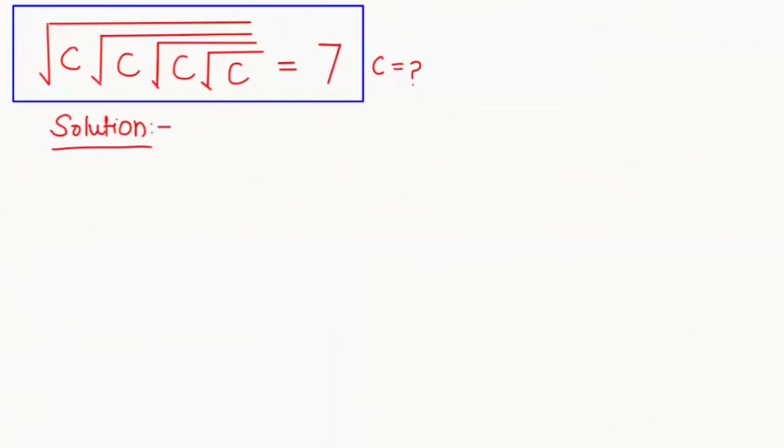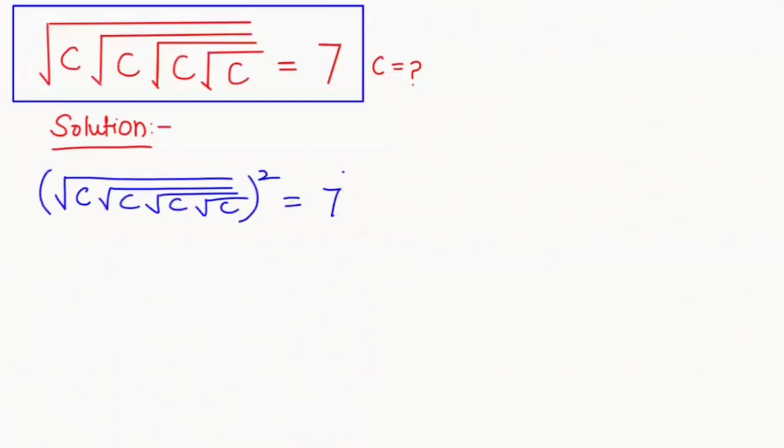In the first step, I'm going to square both sides to remove this first root. Root of c of root of c of root of c and root of c, whole to the power of 2, equals 7 to the power of 2. So here the square and the root get cancelled. The remaining expression we get is c root of c root of c and root of c equals 7 to the power of 2. Now again I am going to square both sides.